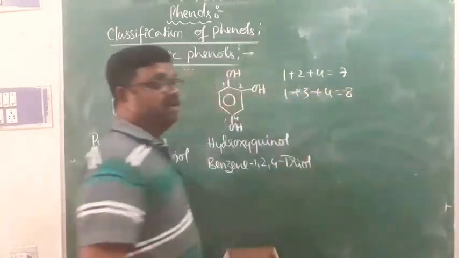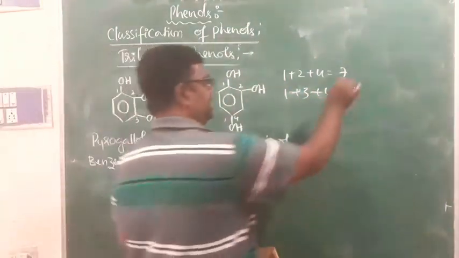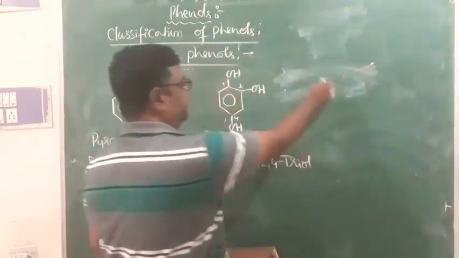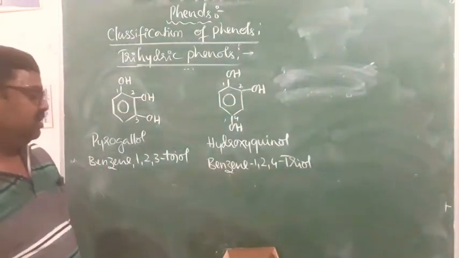It becomes 8. Which is preferred? Lowest sum rule. Therefore this has to be followed, and therefore it is benzene 1, 2, 4 triol.